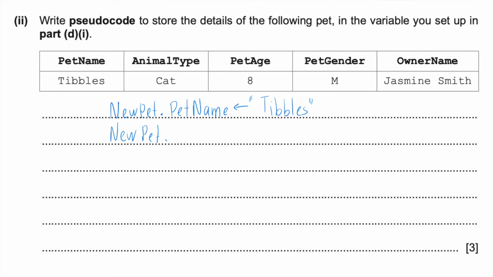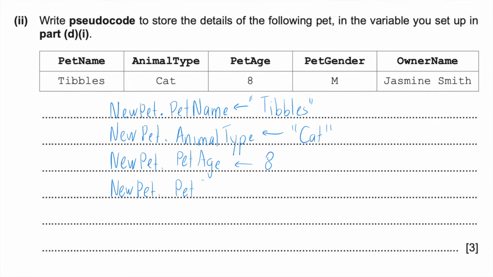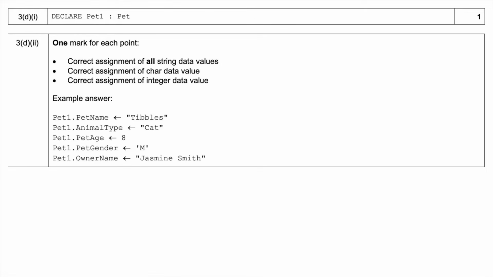So new pet dot animal type is going to be equal to cat. We have new pet dot pet age is equal to 8. New pet dot pet gender is going to be M. We're just using a single quote for character. And then new pet dot owner name is just going to be a string, Jasmine Smith. And that's pretty much it. And yeah, I think we're good to go. We had a different variable name, but it doesn't really matter.